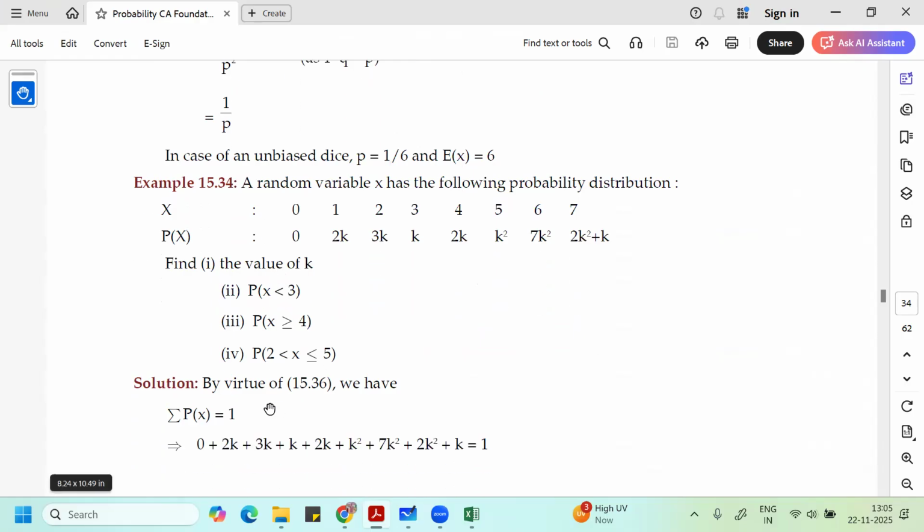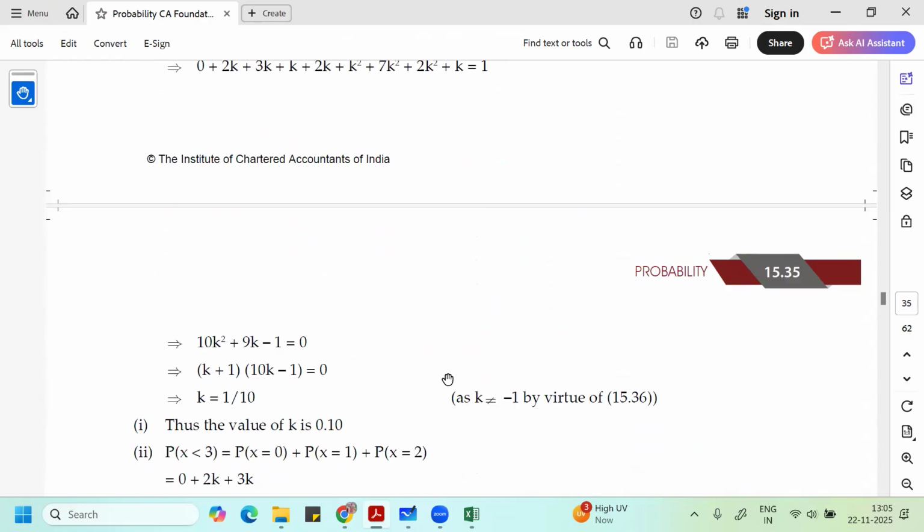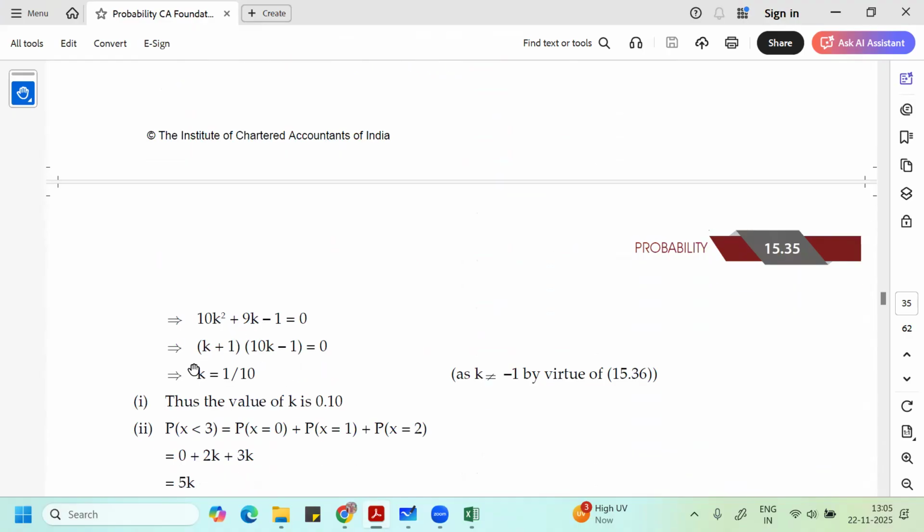So you know that the sum total of probability is 1. So 2k plus 3k plus k plus 2k plus k square plus 7k square plus 2k square plus k should be equal to 1. You are getting 10k square plus 9k minus 1. It's a quadratic equation. If you solve it, you'll get the k value 1 by 10, or 0.10.